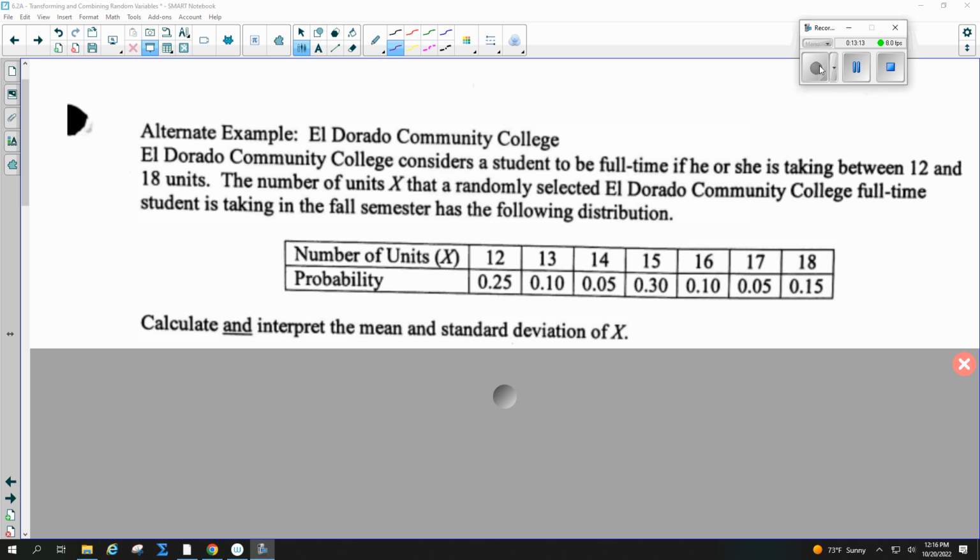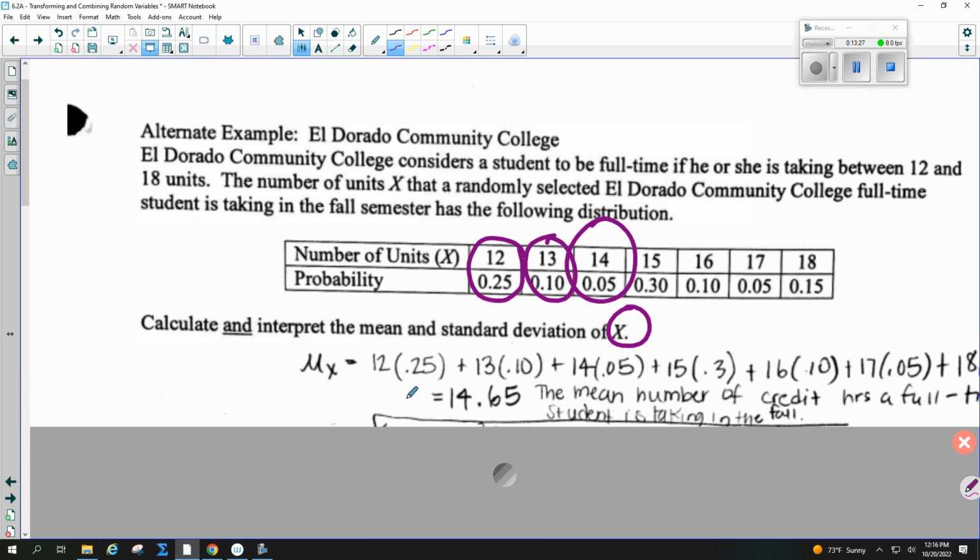All right, you guys, so the very first one, you should have the most amount of work on. So you're going to calculate your mean of x. You're going to do this times this, plus this times this, plus this times this, etc. Be sure you wrote mu of x, which is the number of credit hours taken, and show that work, at least do dot, dot, dot. You get 14.65. It does say to interpret, so this would be the average number of credit hours a full-time student is taking in the fall at El Dorado Community College.